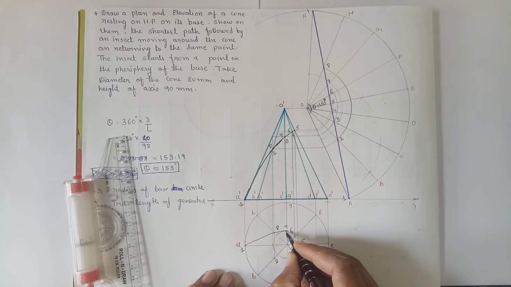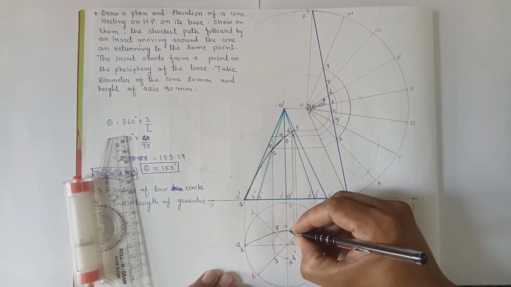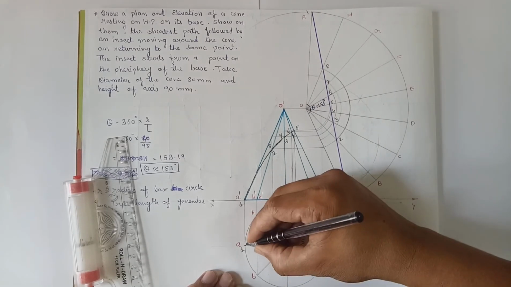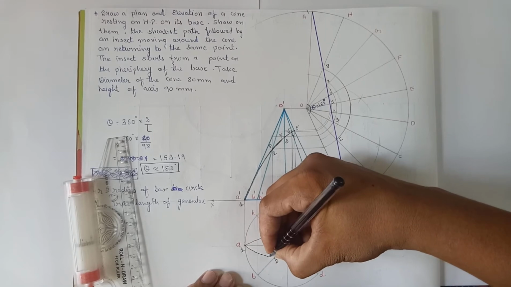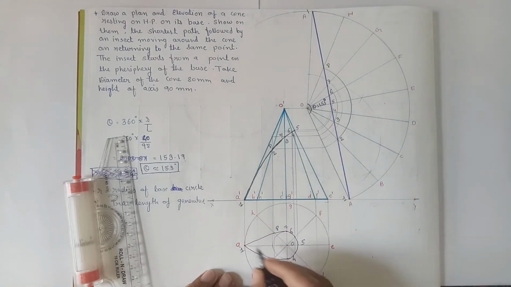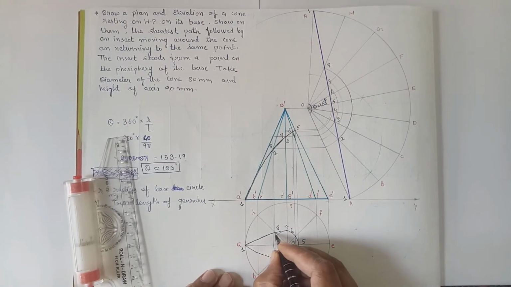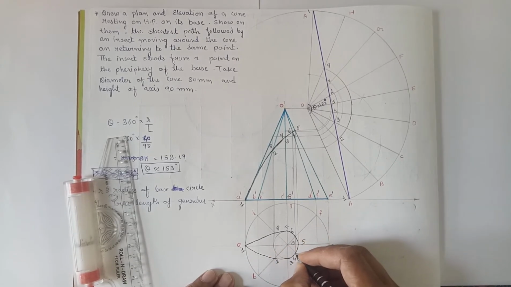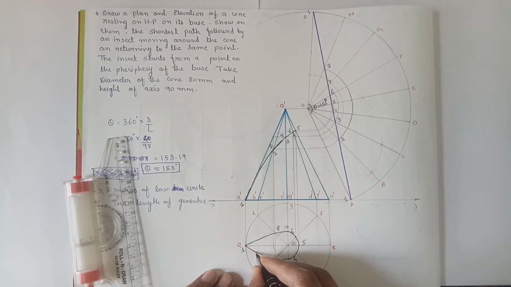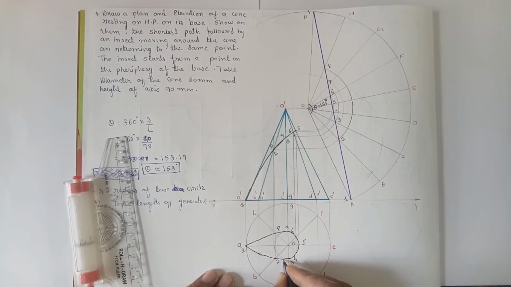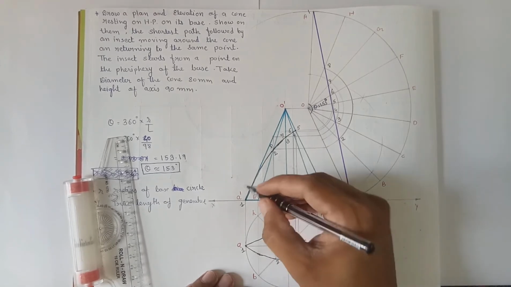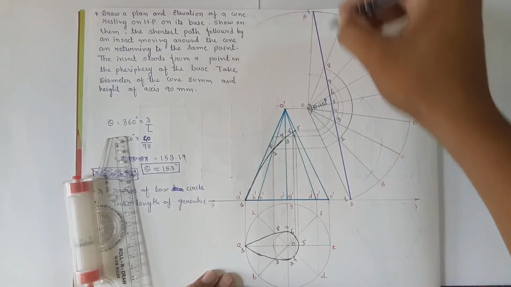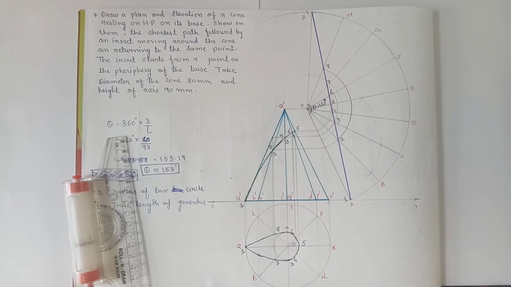Now draw the freehand curve passing through these points. It will be the path followed by the insect. It will be the top view of the path followed by the insect around the cone. So the shortest path followed by the insect around the cone will be like this. This will be the plan of the shortest path followed by the insect. This will be the elevation of the shortest path followed by the insect, and this will be the surface development of the shortest path followed by the insect around the cone.